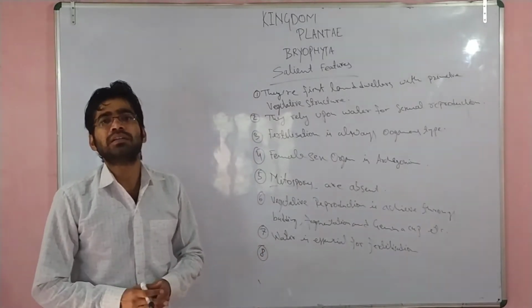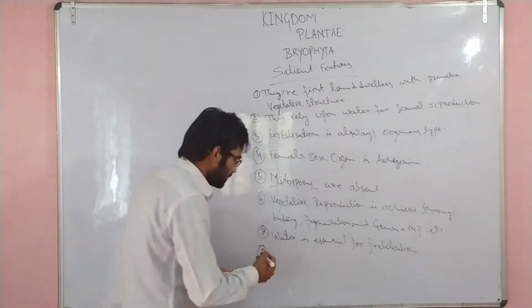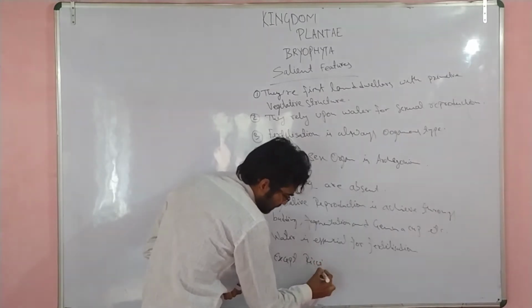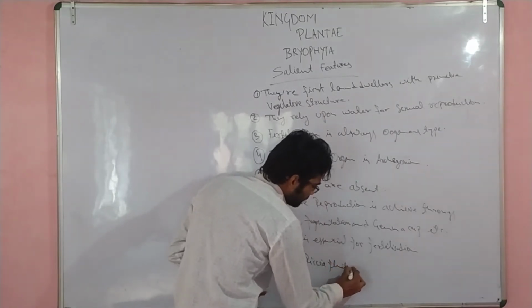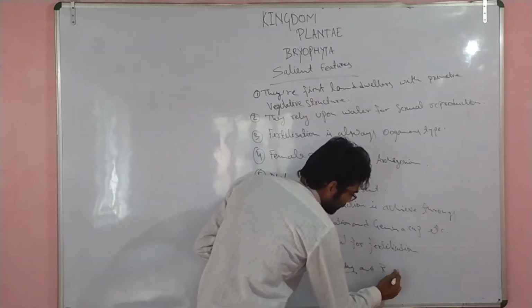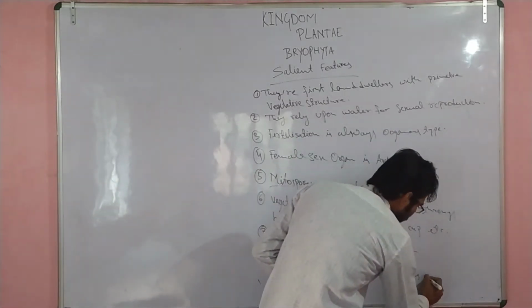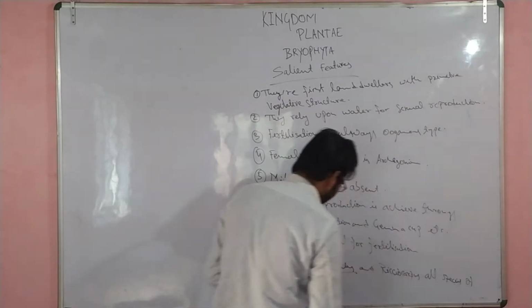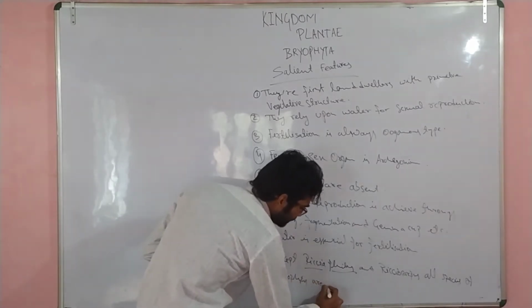Some of them are fully aquatic, like Riccia fluitans and Ricciocarpus. Except for these, all species of bryophytes are land dwellers.